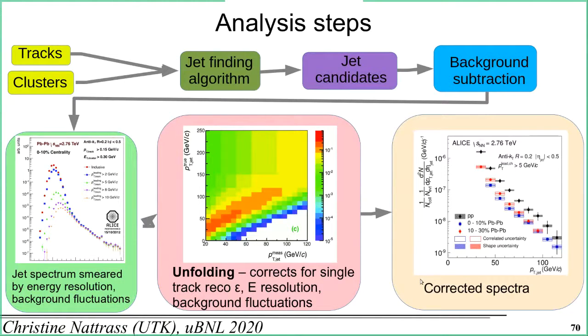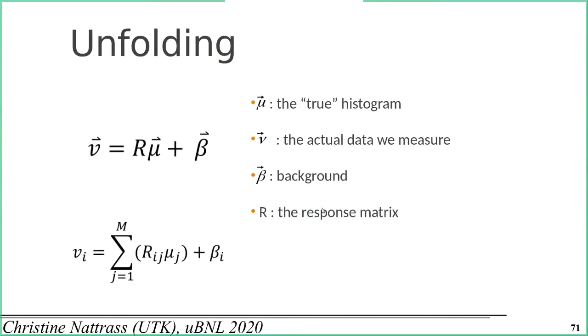People throw the word unfolding around a lot and seldom explain. So the basic problem is that your direct measurement is not exactly what the right answer is. You have all of these messy detector effects. So you can quantify that by relating your actual measurements, which is the vector nu in this equation. In the case of a spectrum, that would be the number of jets in a given momentum bin. So each of the entries in the vector would be a different momentum bin. Mu is the distribution of true values. And you can have a background.